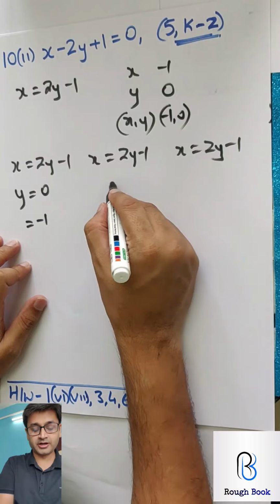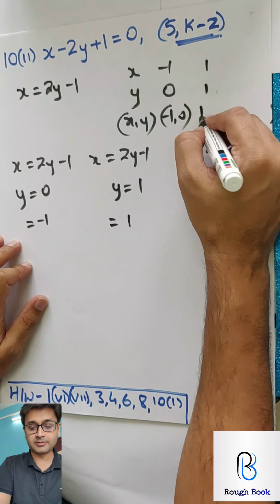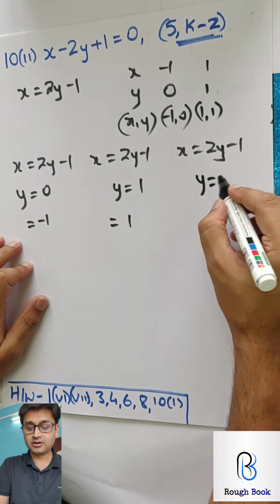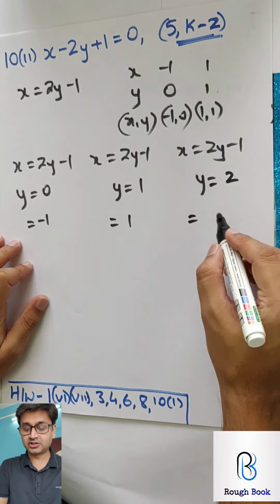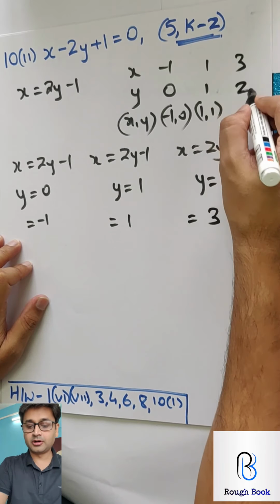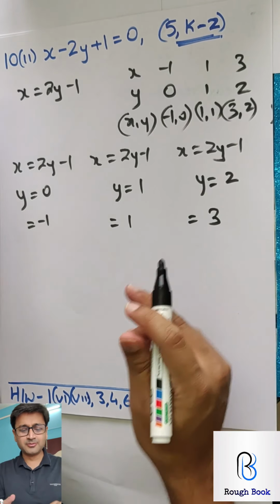So I get my first point. Y is equal to 1. So 2 minus 1 is 1. So 1 and 1, second point. And y is equal to, let's say, 2. So I will get 4 minus 1, 3. So 3 comma 2 becomes my third point. Let's quickly put, isn't it very simple now?